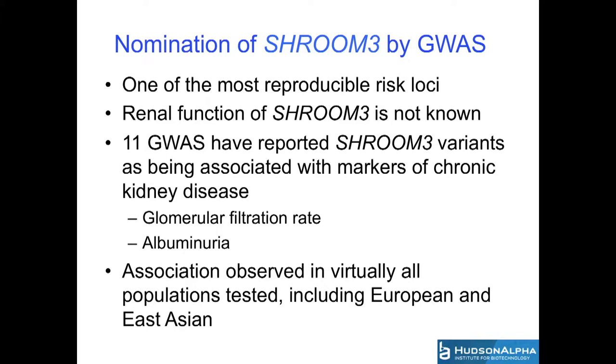There's not going to be, in most of these cases, randomized case control studies to get these variants out there. So that's what I want you to think about as I go through this talk. So, SHROOM3, what do we know about SHROOM3? Well, it's a very commonly discovered GWAS hit. It's one of the most reproducible. Its function is unknown. There are over 11 GWASs that have hit it, and it's been associated with glomerular filtration and albuminuria, and it's associated with all populations, so it seems like a reasonable candidate.